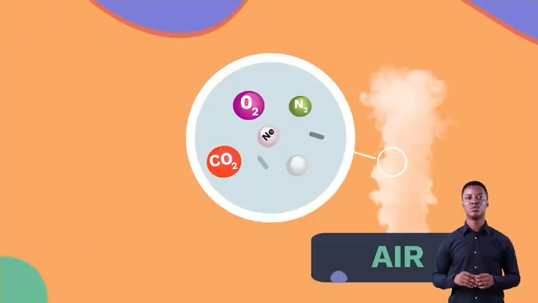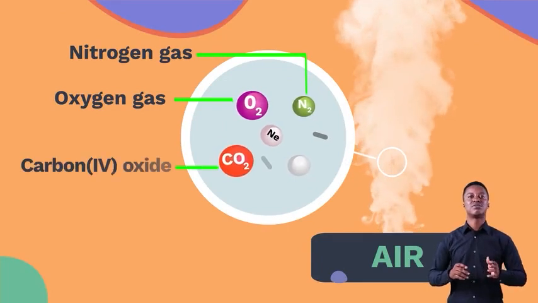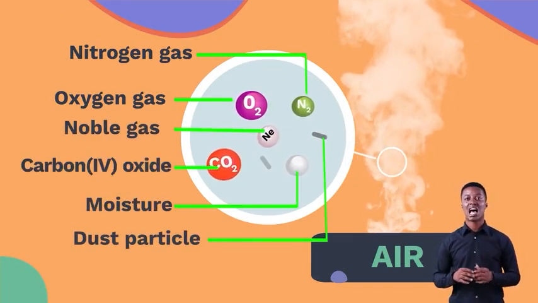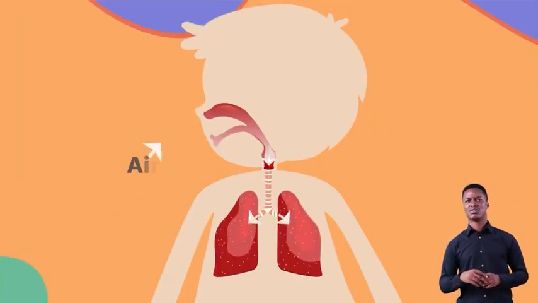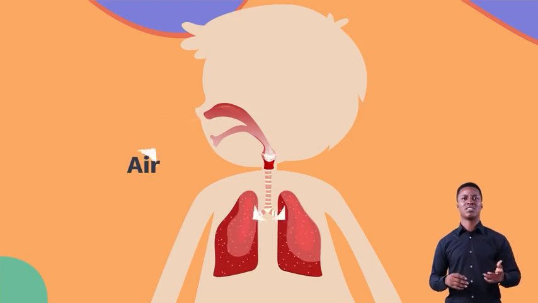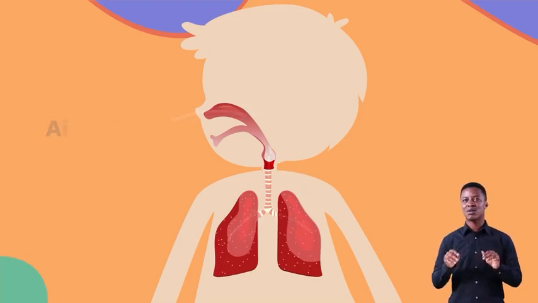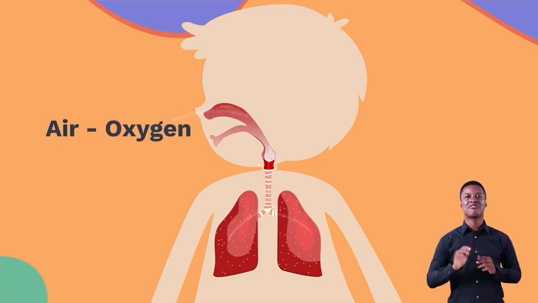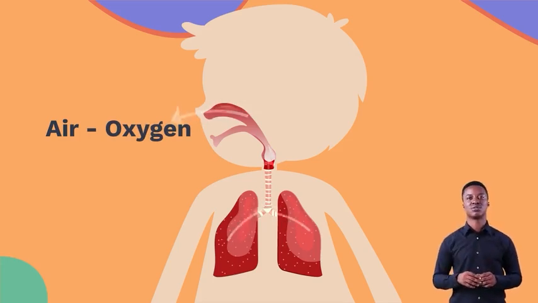Now, air is already known to be a mixture of gases. It contains nitrogen gas, oxygen gas, carbon dioxide, moisture, dust particles, and even noble gases. However, on the surface, it seems to contain just a single substance. No wonder students say we breathe in oxygen and breathe out carbon dioxide. Truth is, we breathe in air, but our lungs select only oxygen and expel carbon dioxide. The carbon dioxide leaves the body alongside the other fractions of air that were not picked up by the lungs, and they go out through the nostrils.